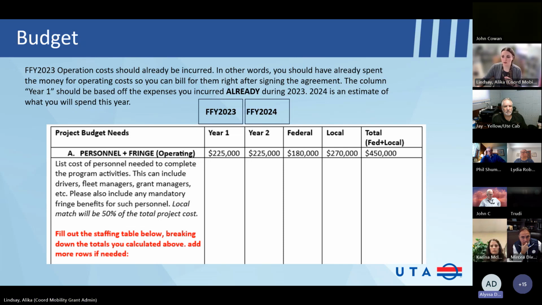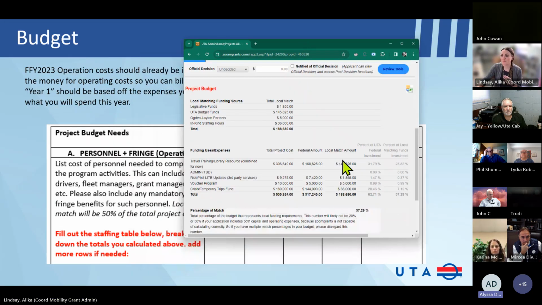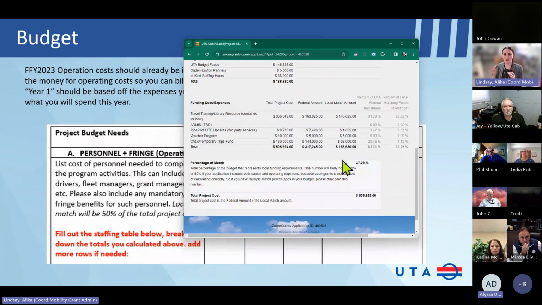That happens because of the extensions on the 22 cycle. Some people had pushed their activities into 2023. So I'm saying here in your funding uses and expenses, you would put on a line like operating and then in parentheses 2024. So we know. I think you should do that anyway.